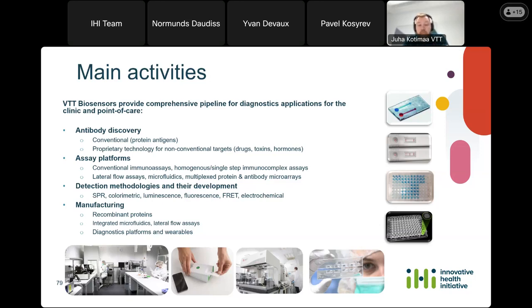We have bioprocessing manufacturing, so we can make proteins for antigens or for example, antibodies. And we have printing facilities for various platforms, including microfluidics, lateral flow assays, and a wide variety of wearable applications for integrated sensors and patches that we've been hearing about today.